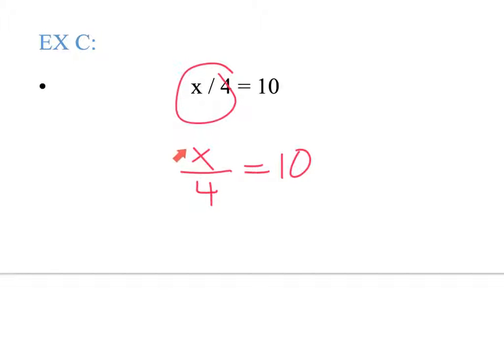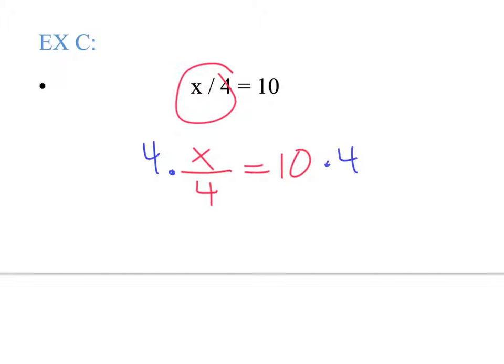Again, our goal is to get the variable by itself. So right now, if this says divide by 4, think in your head, what's the opposite of dividing by 4? Hopefully you are saying multiply by 4. Whatever you do to one side, we do to the other side.